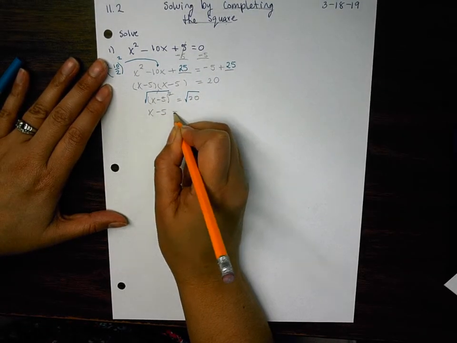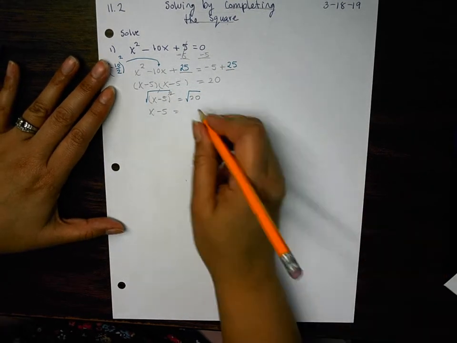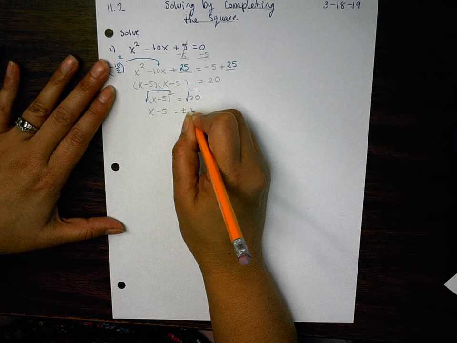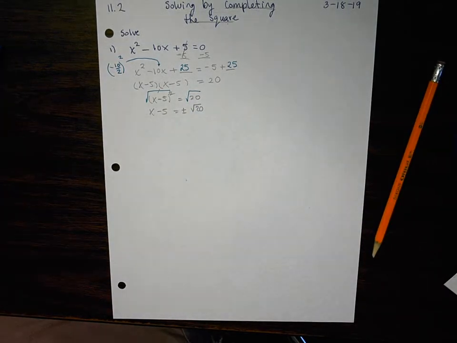X minus 5 equals square root of 20 or plus or minus? Okay, now I want you to break the 20 down right now. Break the 20 down into its factors.